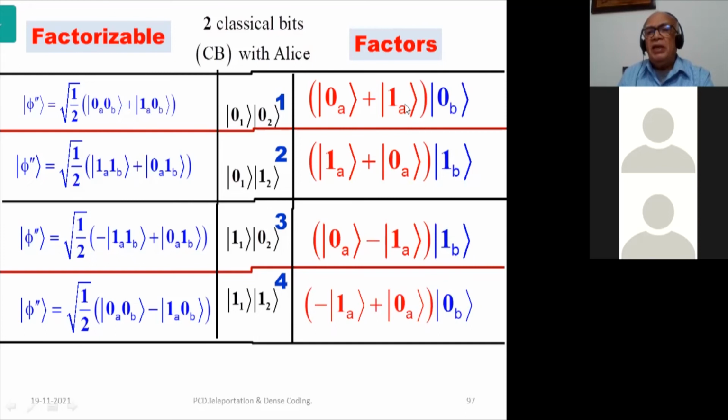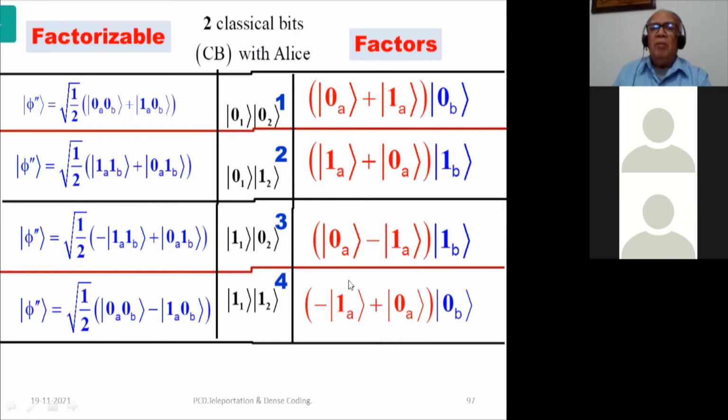This is what has happened to the qubit as a result of the control knot. This is not the original qubit that he got from Alice, but this is coming from the factorizable states, and this comes from the part which has come from Alice, and this factor is either 0 plus 1 for the case 1, 1 plus 0 for the case 2, 0 minus 1 for the case 3, and minus 1 plus 0 for the case 4.